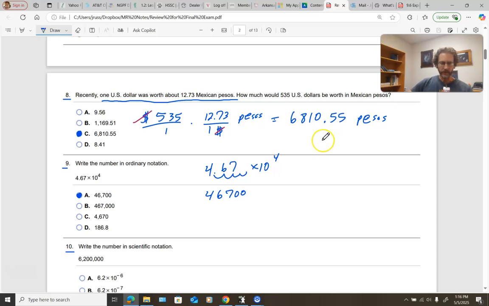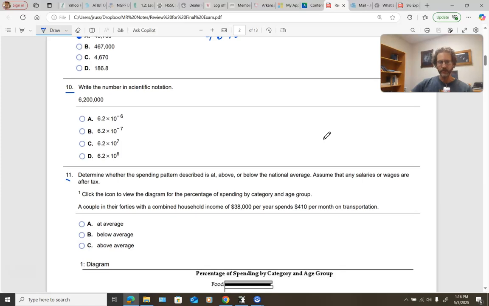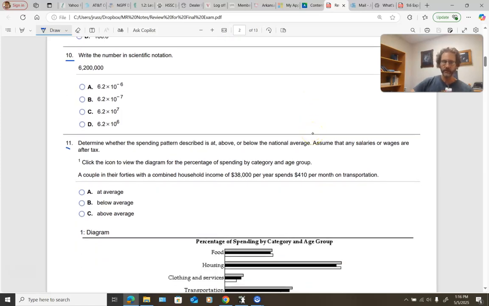All right, number 10. Now here we're going in the opposite direction. It says write the number in scientific notation. So we're starting out with the number written in standard ordinary notation. And so the decimal is understood to be at the very end. So if I put it behind the 6, I'm going to have moved it 6 times. Okay. So this will become 6.2 times 10 to the, and then this is the question here. I moved it 6 times.